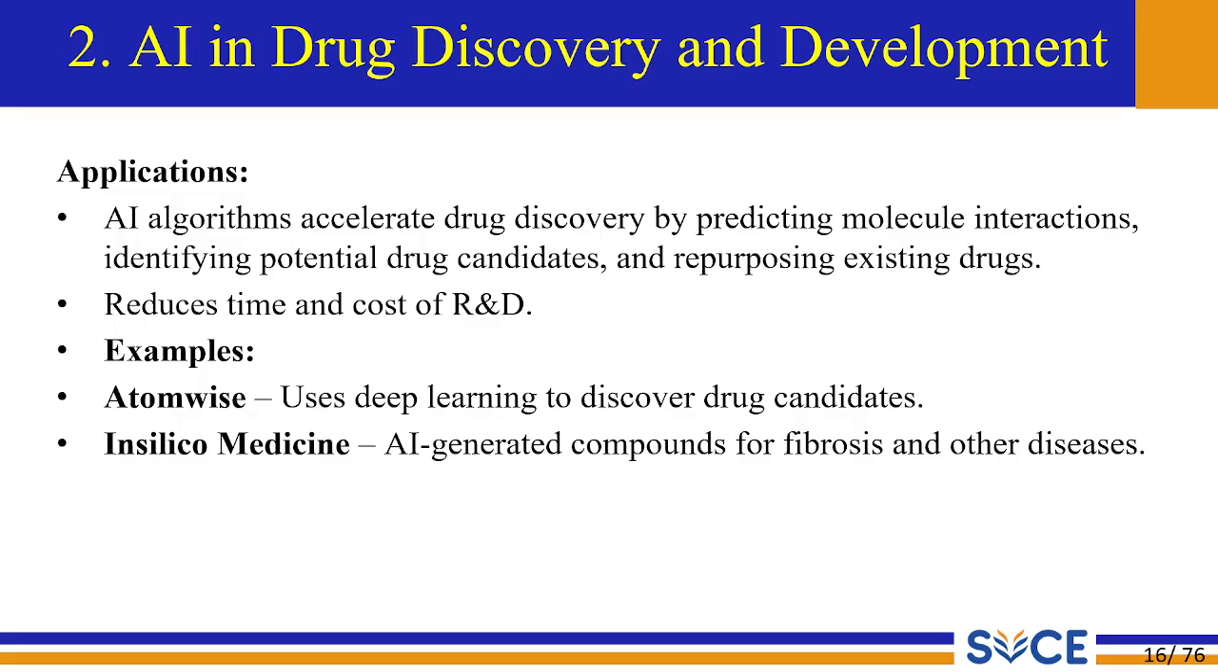Two quick examples. AtomWise uses deep learning to scan huge chemical databases to identify promising drug candidates. Insilico Medicine designs AI-generated compounds to treat diseases like fibrosis. So AI acts like a super fast research assistant, analyzing millions of possibilities in hours instead of years. As a result, life-saving medicines can reach patients much sooner, transforming how we fight disease.